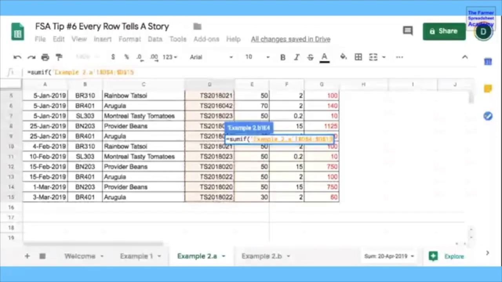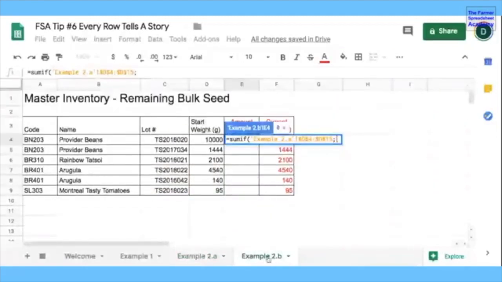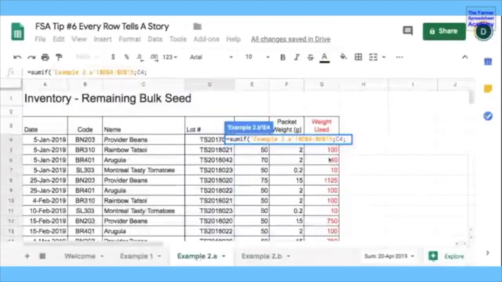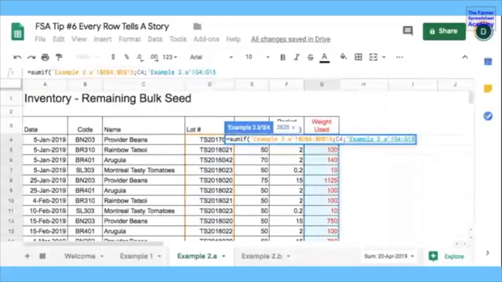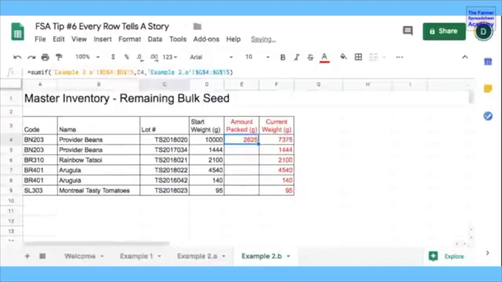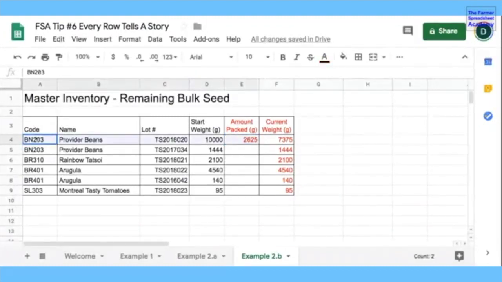And then we'll go back to the previous sheet and highlight the lot that we're referring to, and then we'll go back to the range that we're adding up. So in this case, it's the weight used, and then we'll lock that, again, using just F4, and we'll close the parentheses. And here we have the amount that was packed up. And so this is the story of this lot, and it summarizes a bunch of little stories into here.